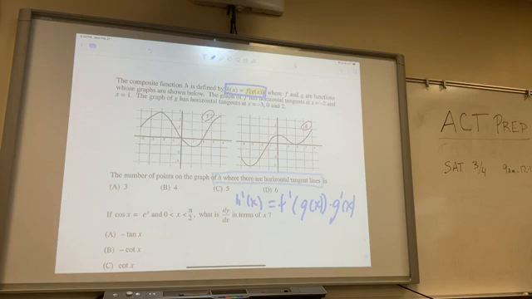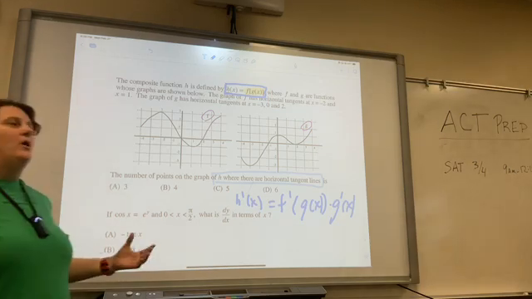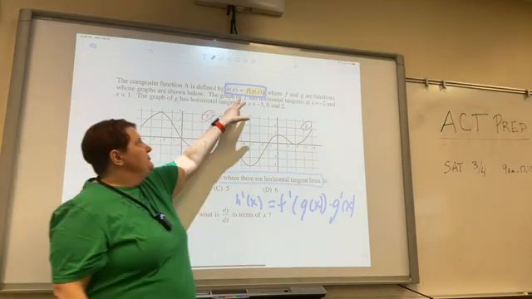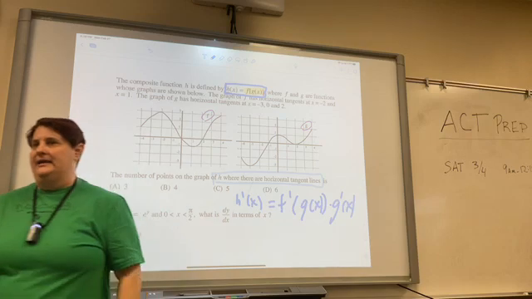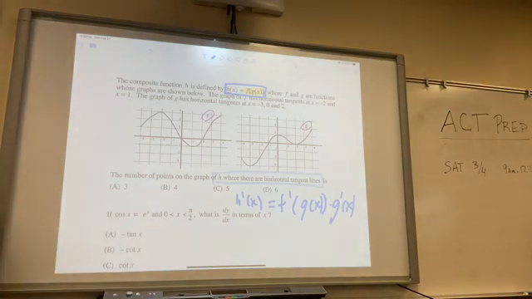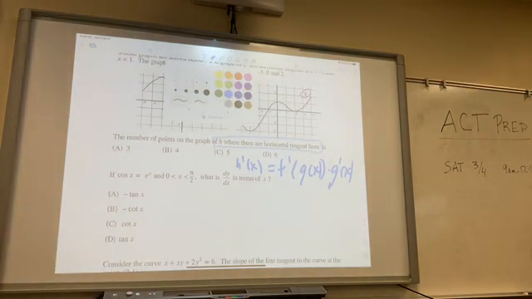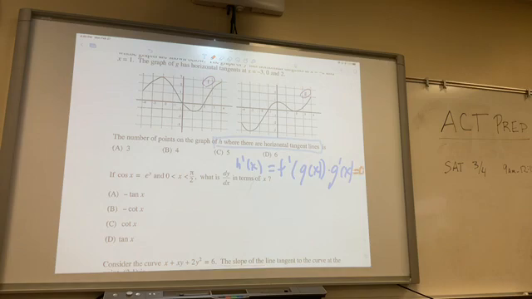Okay. Guys, when you see a function composition, one inside of another, we go derivative of the outside, leave the inside the same, times derivative of the inside. Got it? Now, this will equal 0.